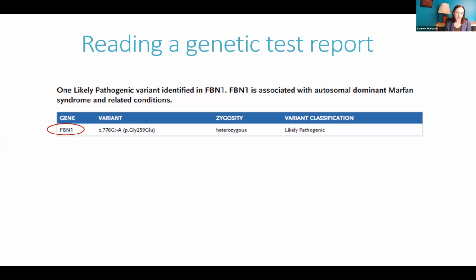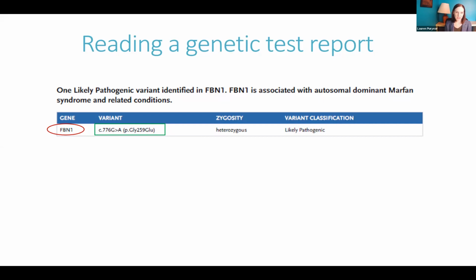The next thing that I look for is, what is the specific variant in that gene? And it's described in a couple of different ways in most cases. So here you can see there's a C dot description of the variant and a P dot description of the variant. The C dot description is telling you in the coding DNA, or the cDNA, at what position does this variant happen and what's the change? So at position 776, instead of the DNA building block that we call G, in this case, it's been switched to an A. So it's just a swap of one DNA base for another.